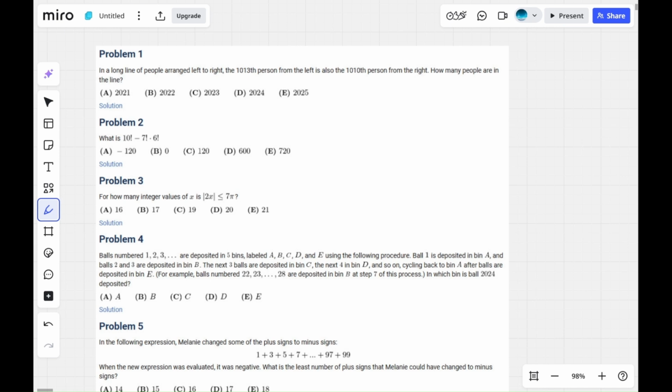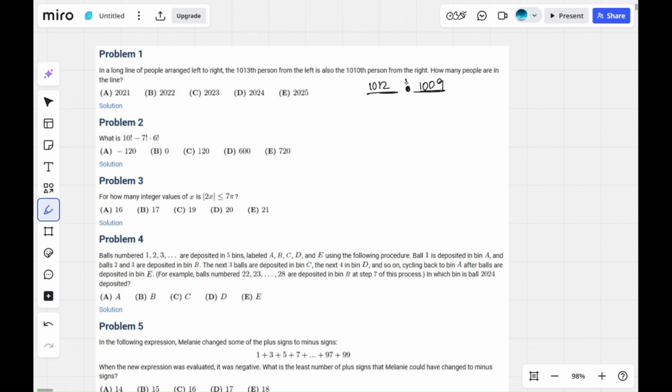So we can sort of draw this situation out. Let's say that this is our desired person, and let's say that this direction is right and this direction is left. We know that the person is 1013th from the left, which means that there are 1012 people in that line. And we know that the person is also the 1010th person from the right, which means that there are 1009 people to the right of the person.